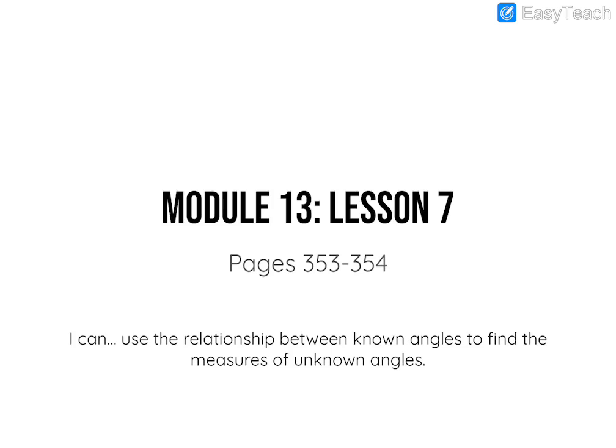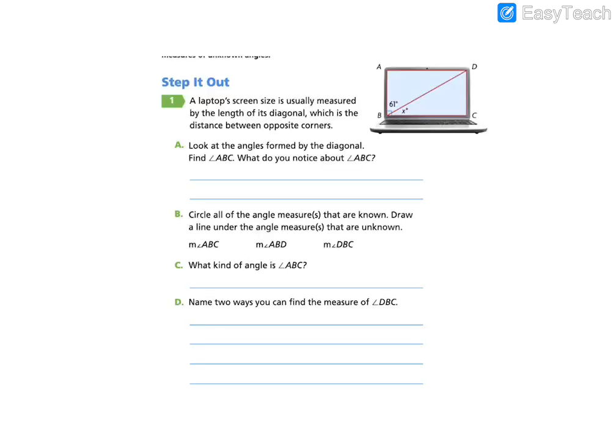So in the last lesson, we were using joining and separating to find those missing angles. We're going to continue using methods like that to help us find unknown angles. Okay, so let's go ahead and take a look at our first problem.